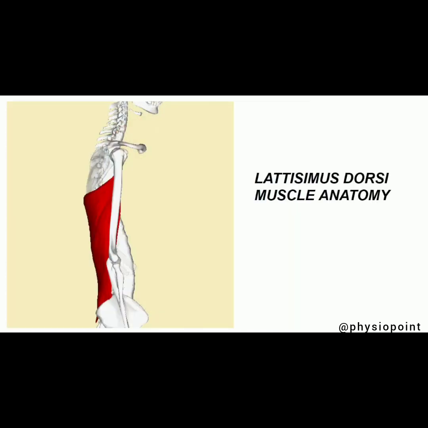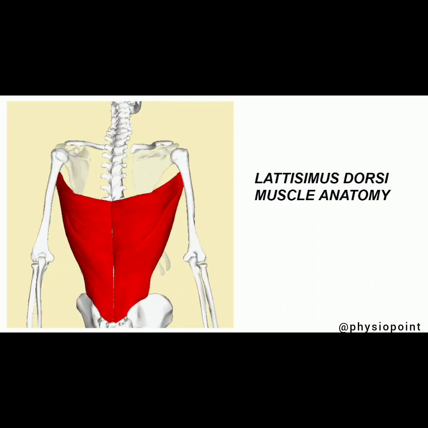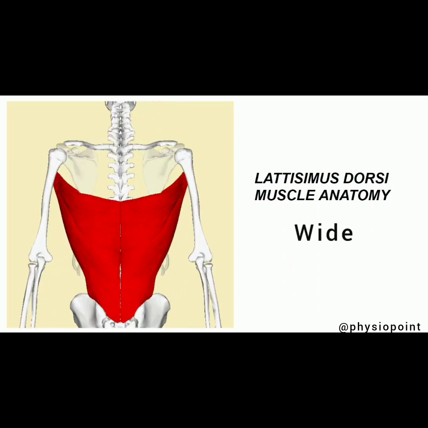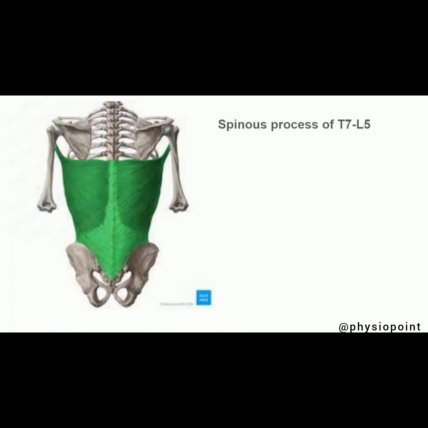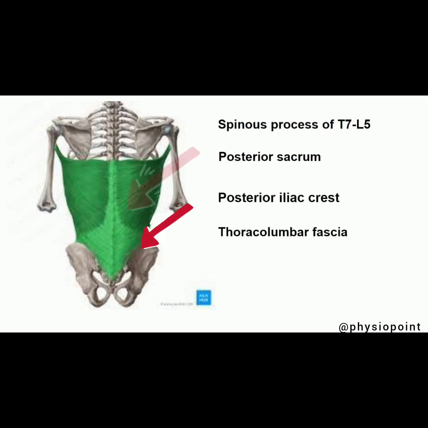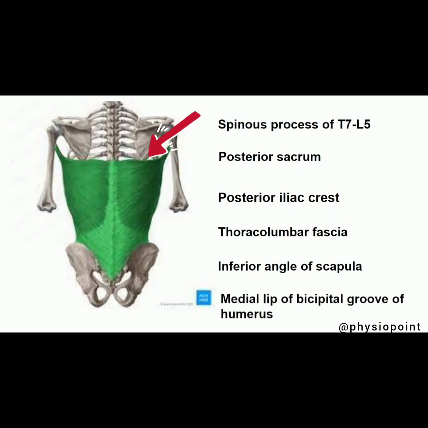And the next important muscle of the upper limb, that's the latissimus dorsi. Latissimus in the sense wide and dorsi in the sense back. So the wider muscle of the back, that's called as latissimus dorsi. It is getting originated from the spinous process of the vertebrae T7 to L5. I repeat, spinous process of the vertebrae T7 to L5, posterior aspect of the sacrum, posterior iliac crest, thoracolumbar fascia, from the inferior angle of the scapula, and it is getting inserted in the intertubercular sulcus, that is near to the medial lip of the bicipital groove of the humerus.